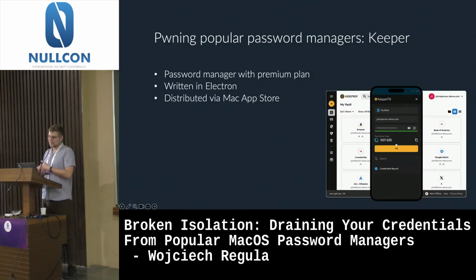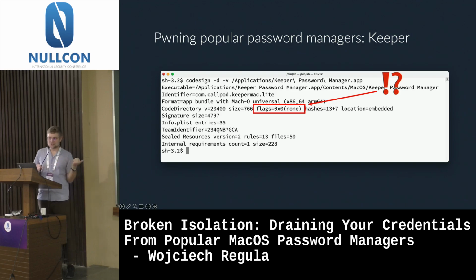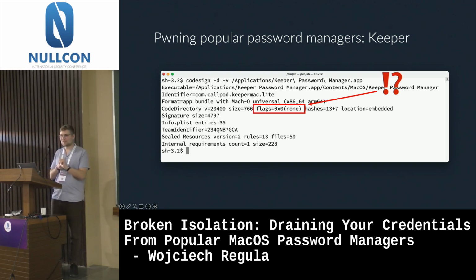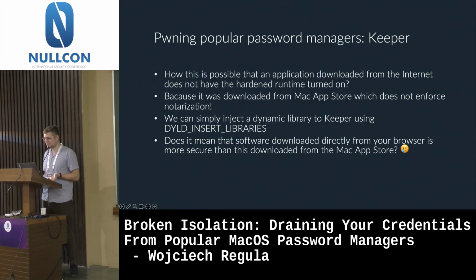But let's focus now on the second password manager, which is Keeper. It's written in Electron and it's distributed via the Mac App Store. So, as I told you like 5 minutes ago, all applications downloaded from the internet must be notarized, and notarization enforces hardened runtime, right? But if you take a look at Keeper Password Manager, you will see that flags are none, which means hardened runtime is not enforced. So did I lie to you?